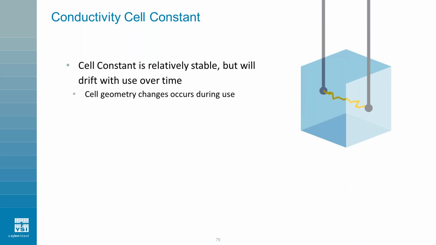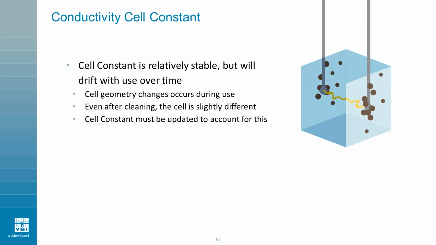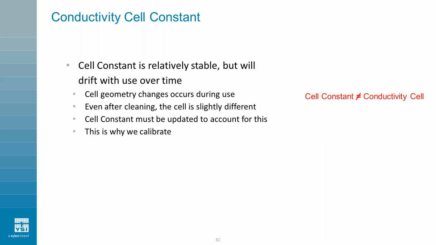The cell constant is relatively stable, but it will drift over time with use. Every time we submerge the sensor, the cell can experience some buildup. Or even after cleaning it with a conductivity brush, we are changing, if ever so slightly, the surface of the electrodes and in turn the conductivity cell itself. So the cell constant must be updated to account for this change. And this is why we calibrate.